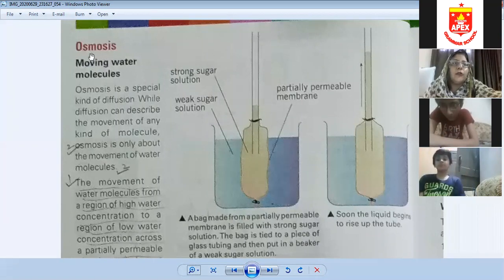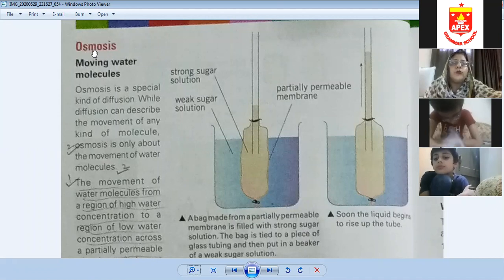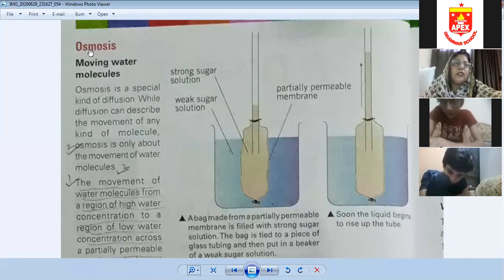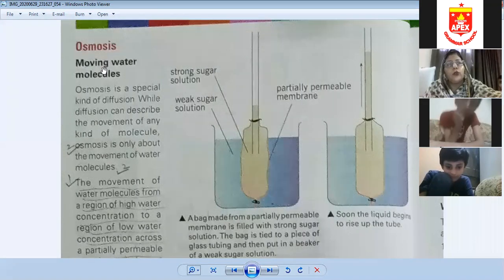What is the meaning of osmosis? The movement of water molecules in the plant is called osmosis. This is a process which is a movement from a region of higher concentration of water to a region of lower concentration of water.